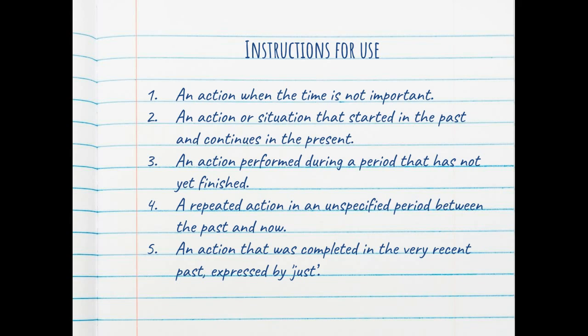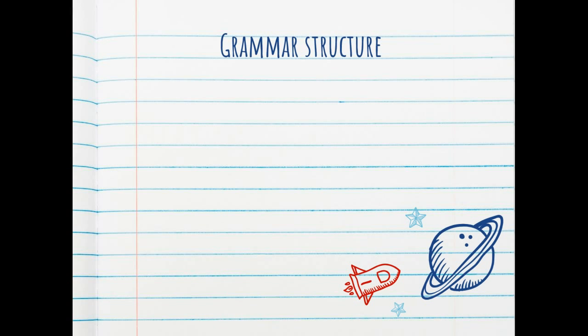Now, to continue on this, we're going to go one by one to see some examples on how to properly use it. First of all, we're going to see how to build the structure. We have affirmative sentences, negative sentences, and we also have interrogative sentences. So the first one that we're going to look at is how to create affirmative sentences.